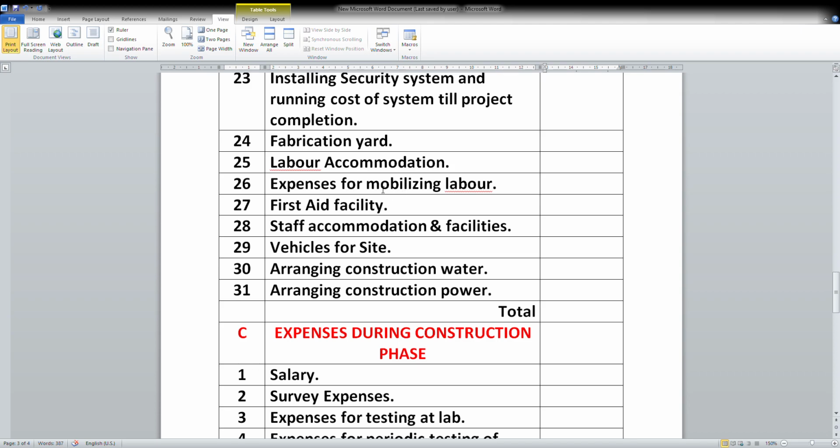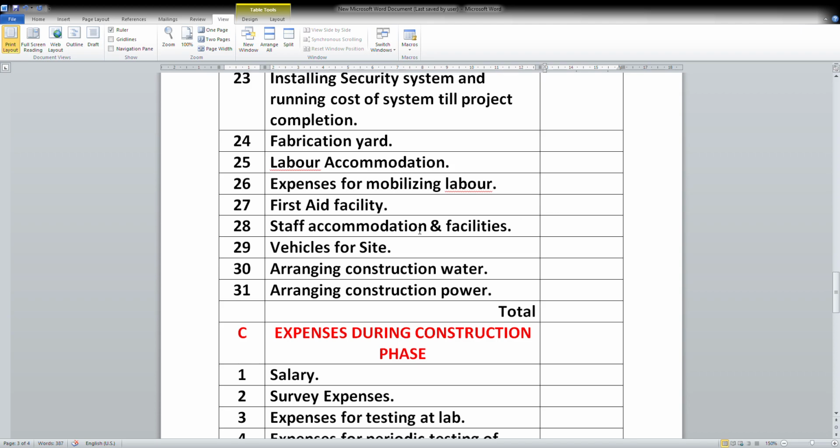Expenses for mobilizing labor. Suppose you need to bring labor from neighboring places or other places, then there is a cost involved for the advances, transportation expenses, and all traveling expenses. So those expenses can be booked here. First aid facility is mandatory nowadays, so whatever expenses towards first aid there are, you can book under this head.